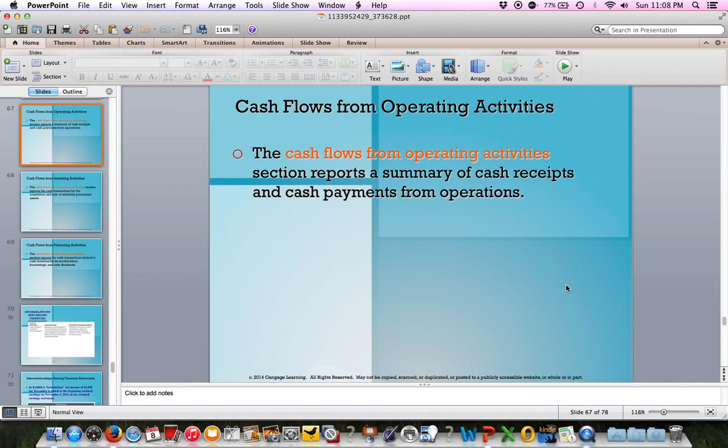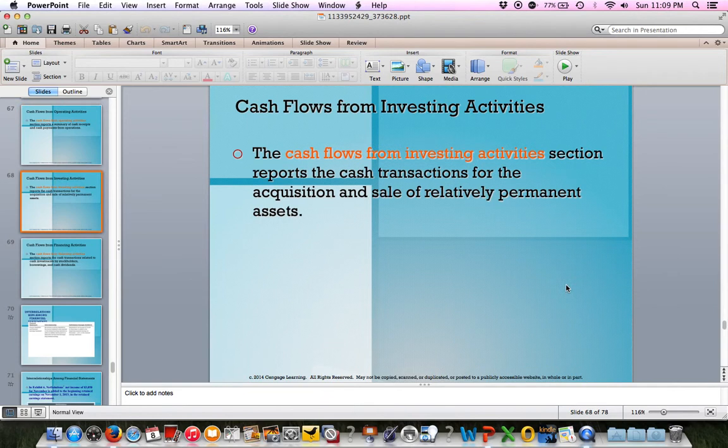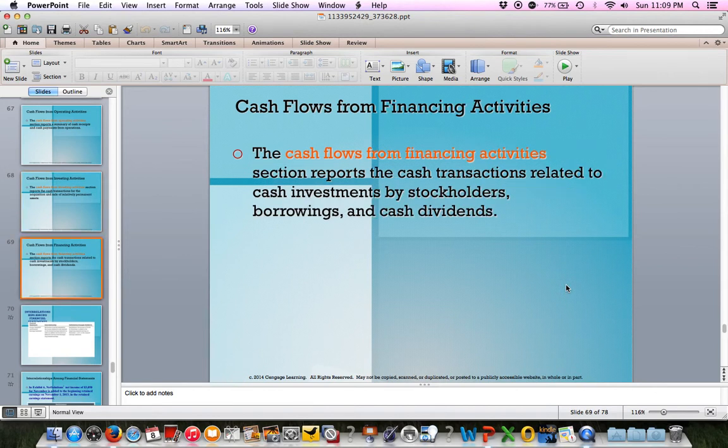So cash flow from operations deals with the summary of cash receipts and cash payments from operations. So whatever our business does in terms of buying and selling goods or services, that should be your cash flow from operations. Cash flows from investing typically deals with buying and selling long-term assets, permanent assets. And cash flows from financing typically deals with transactions involving your equity section and borrowing. Okay, so when the owner took dividends out, that obviously was financing because that affected equity.